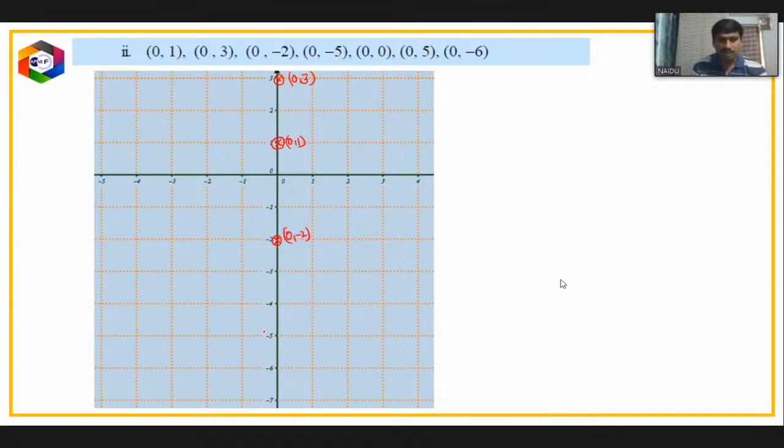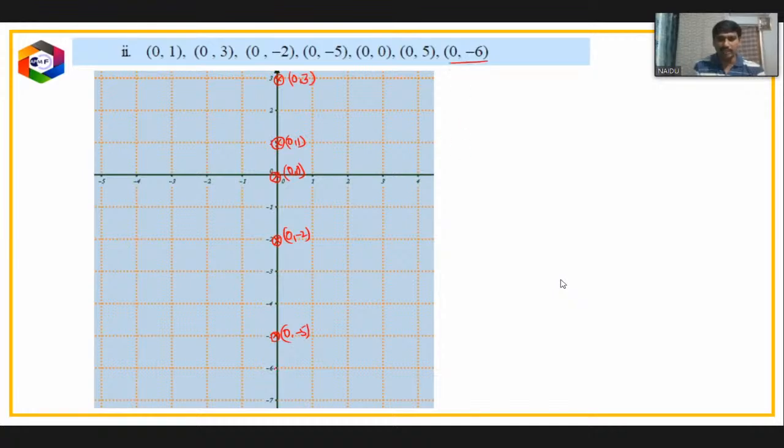So again there is no x direction distance. So 0 minus 5, and 0 0, as we know that it is the meeting point of both x and y axis, which is called origin. Next 0 5. So here this point is not possible. Why? Because up to 3 I have taken. So I am going to leave that and plot the next one. So this is 0 minus 6.